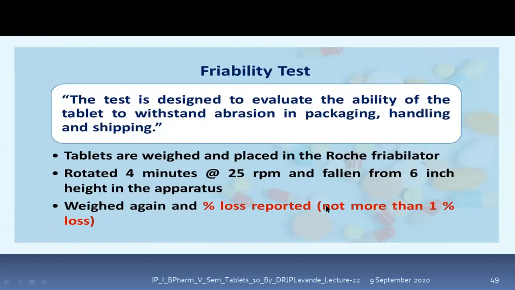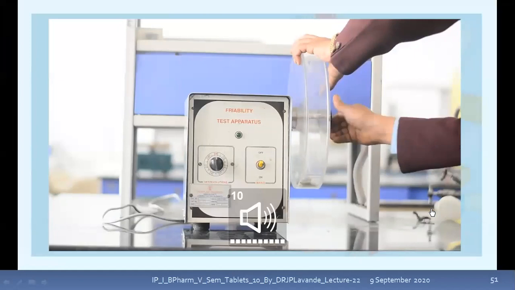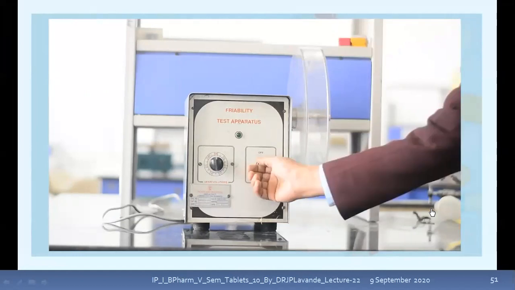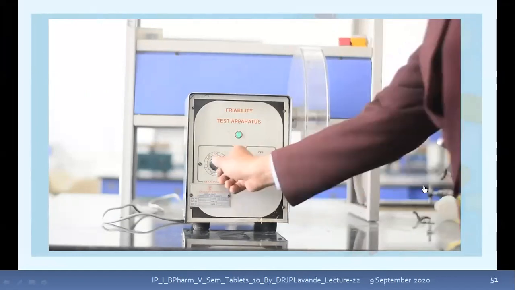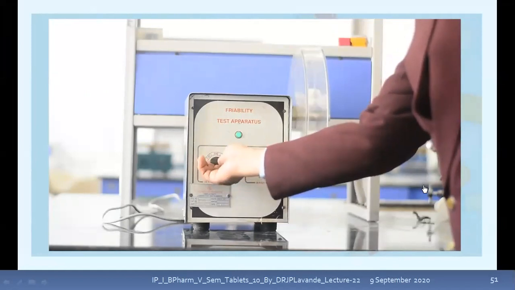For a tablet, the friability should always come less than 1%. Then and only then can we say that the tablet passes the test for friability. If the value comes more than 1, then it will fail the test for friability. That is not accepted. In this video, we are placing the pre-weighed tablets into the Roche friabilator. Then the agitation is run for 4 minutes at the rate of 25 RPM. When the rotations are completed, it stops automatically, and then the tablets are taken out.